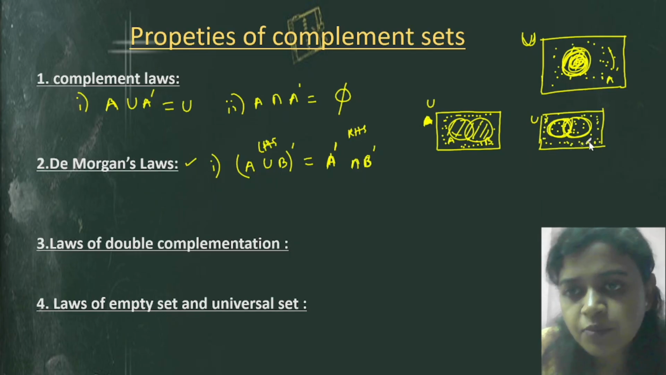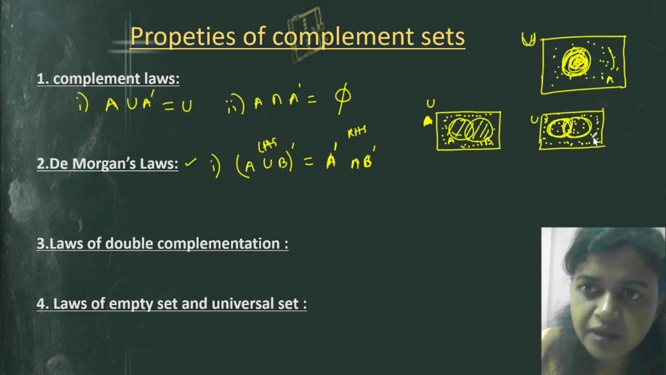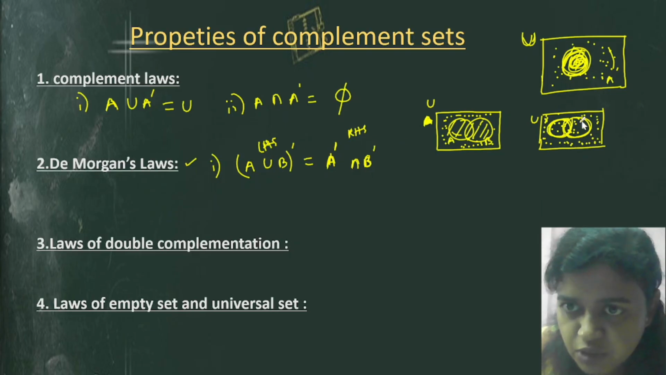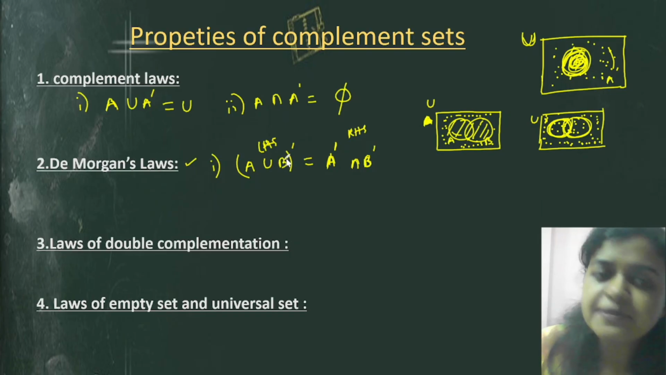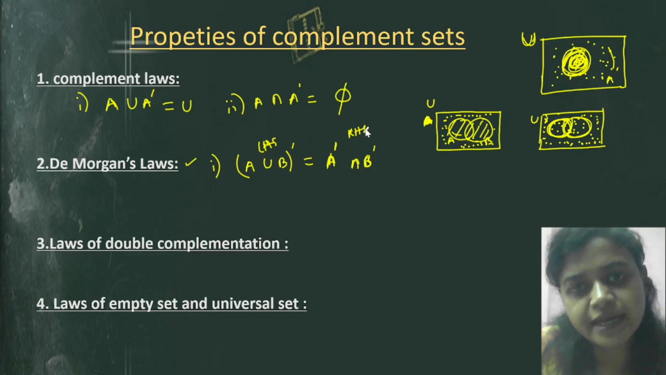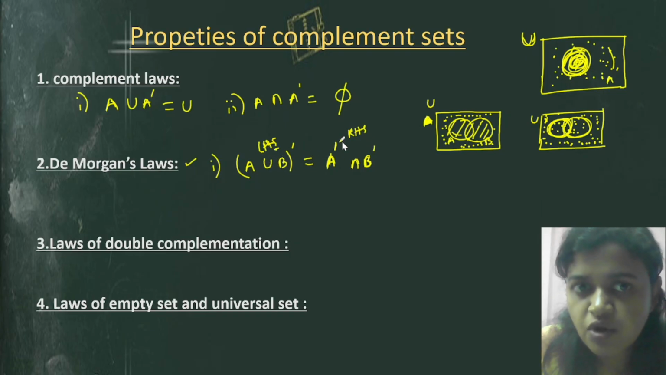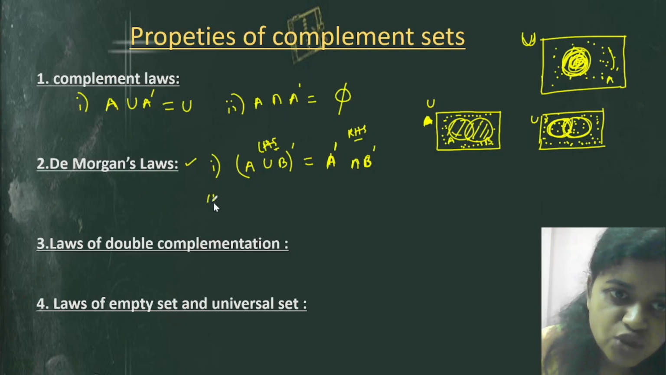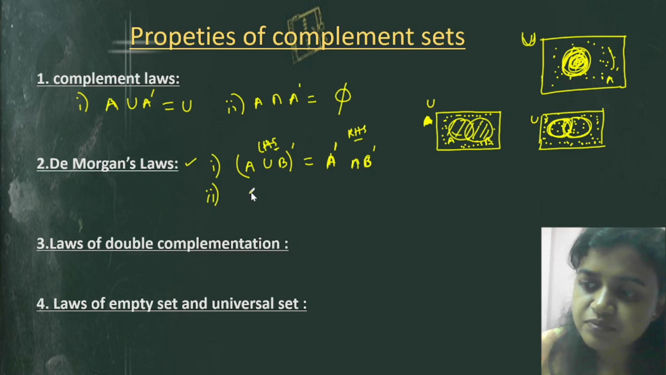Okay, the outermost part is called the intersection portion. Clear? And (A union B) complement is also the outermost portion. That is why we have satisfied LHS equals RHS. LHS equals RHS. Got it? So this is De Morgan's law. So we'll solve some sums based on this concept.